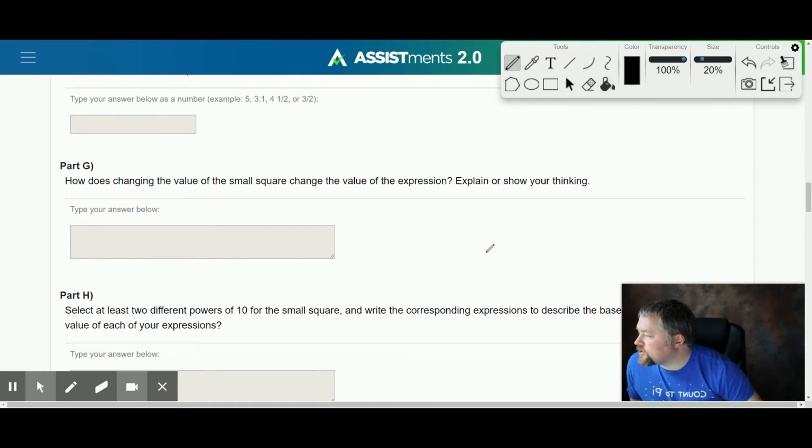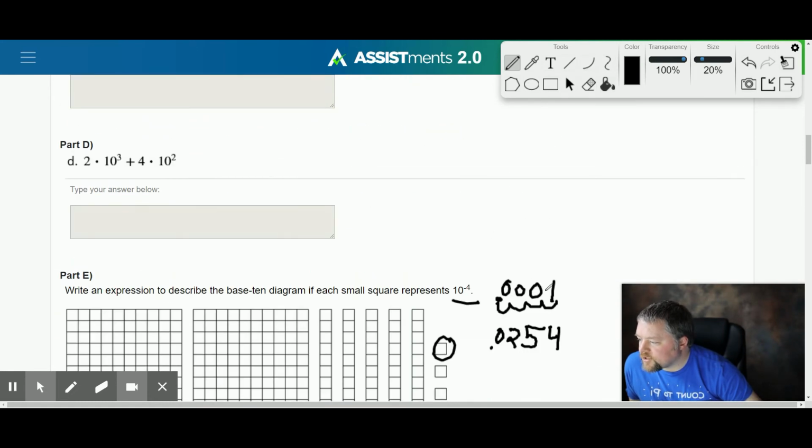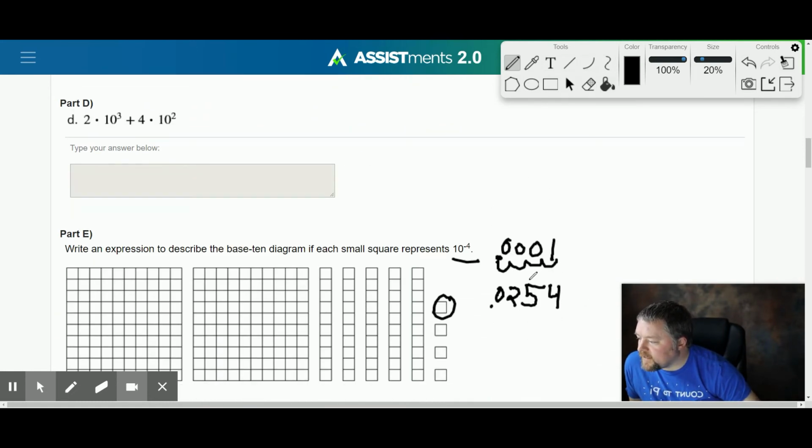How does changing the value of the small square change the value of the expression? Well, changing the value of each small square is really just changing this. Where do the digits go? Each time we change the value of that small square, we're just moving the decimal point over.